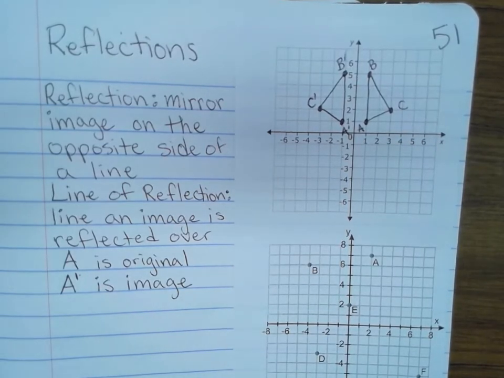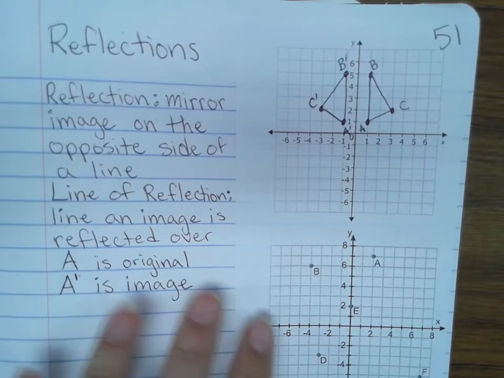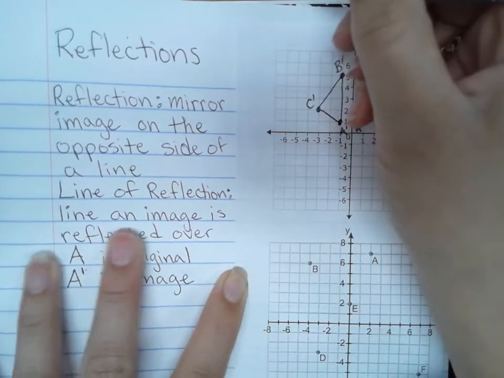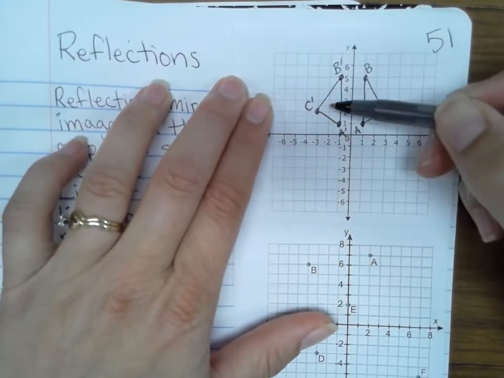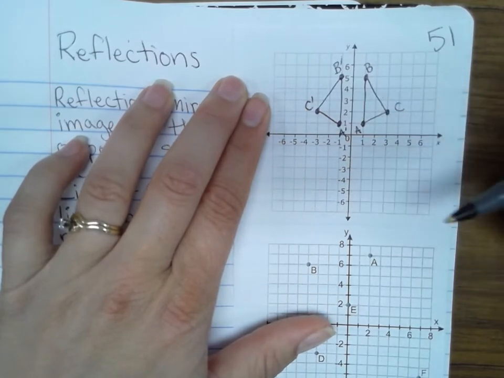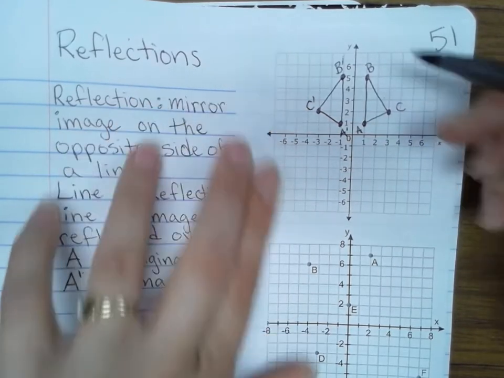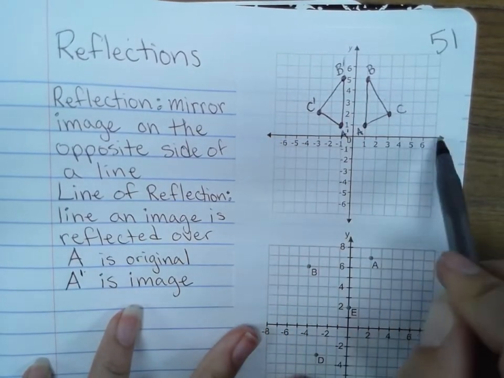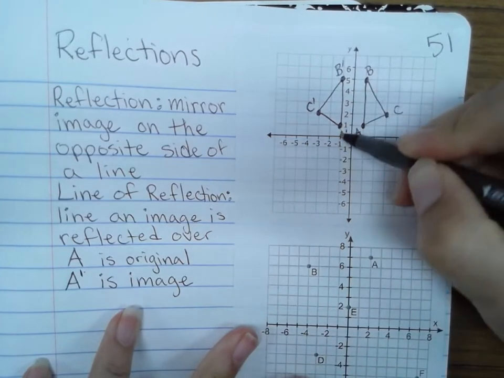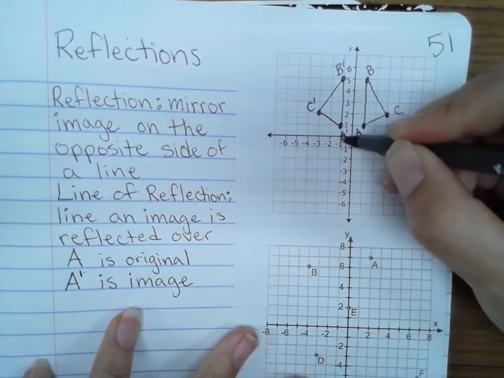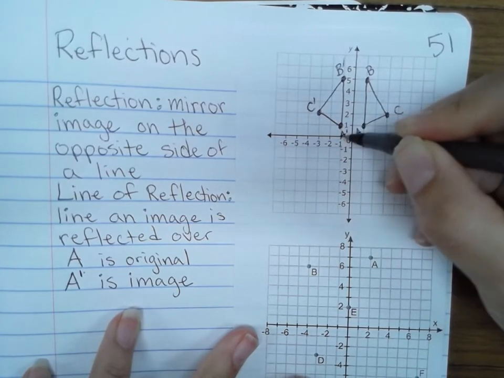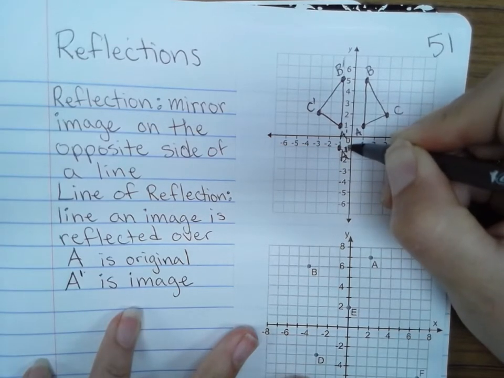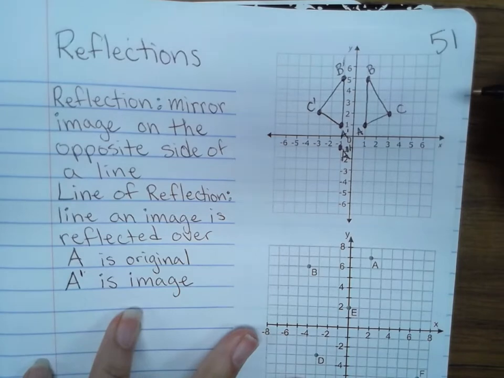Now, sometimes we can reflect an image again. So first, we reflected over the y-axis. Now we're going to reflect this image over the x-axis. So how do you know if it's the second one? Well, you put 2 tick marks instead of just 1. So looking at this, if I reflect it across the x-axis, it's 1 unit away. So if I'm going across the x-axis, I'm comparing everything to the x-axis. So this is 1 unit away. I'm going to go 1 unit away again. This would be A, and then I'm going to put 2 little tick marks, A double prime. That's how you'd say it.